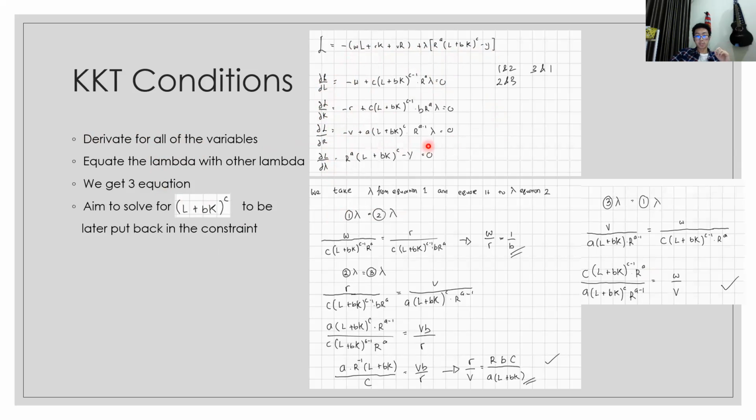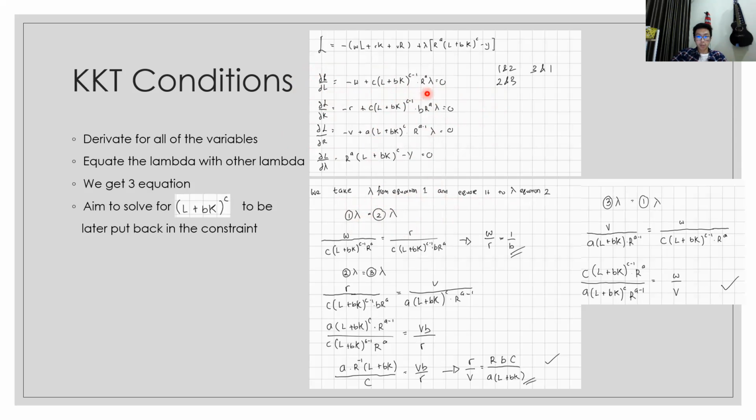Remember that in Lagrange we set each partial derivative equal to lambda, but since we have 3 equations here, we need to do it almost 3 times. We're going to equate lambda of equation 1 to lambda of equation 2, then equation 3 to equation 1. So you see here, we take the lambda from equation 1 and equate it to equation 2. Not literally lambda, but the lambda from equation 1.